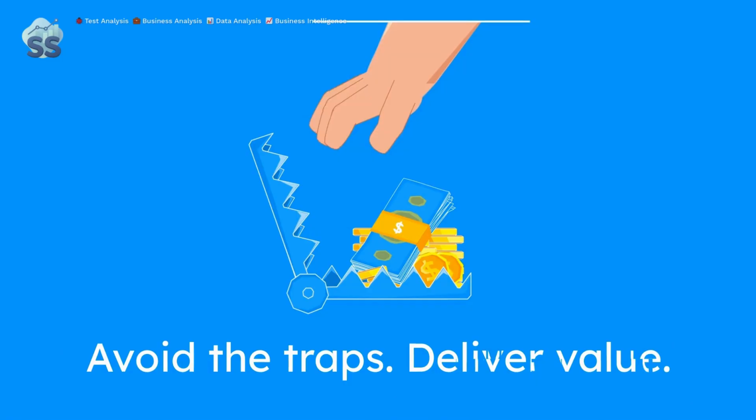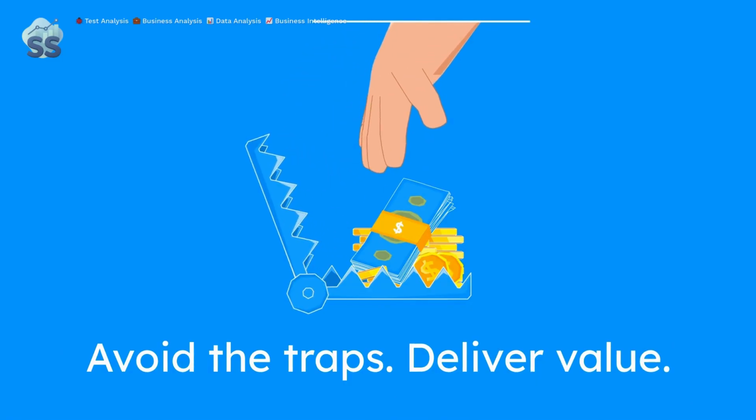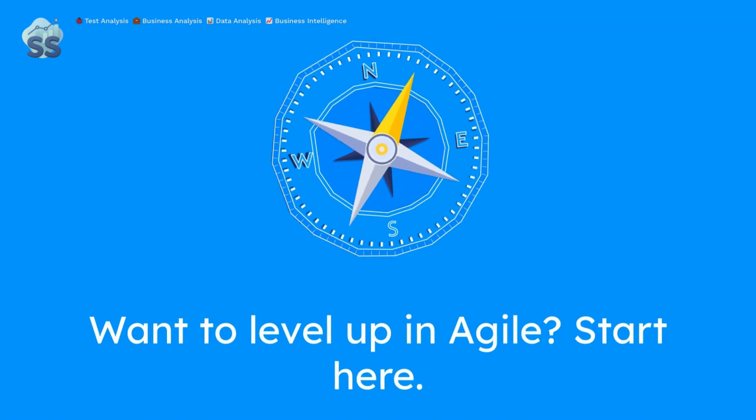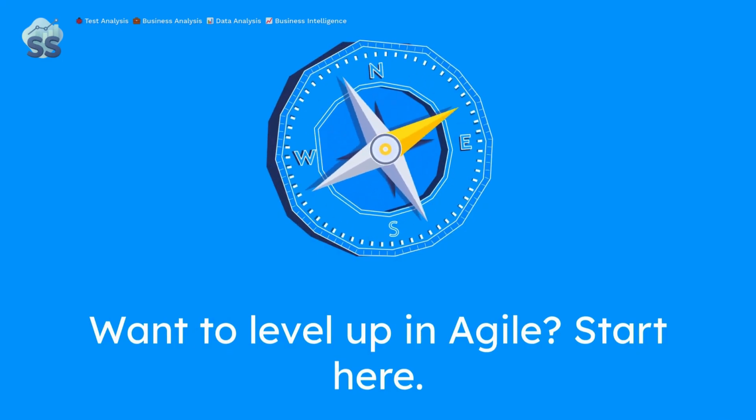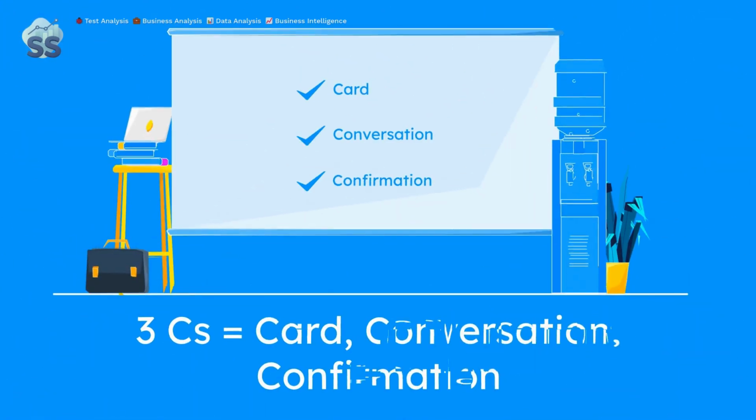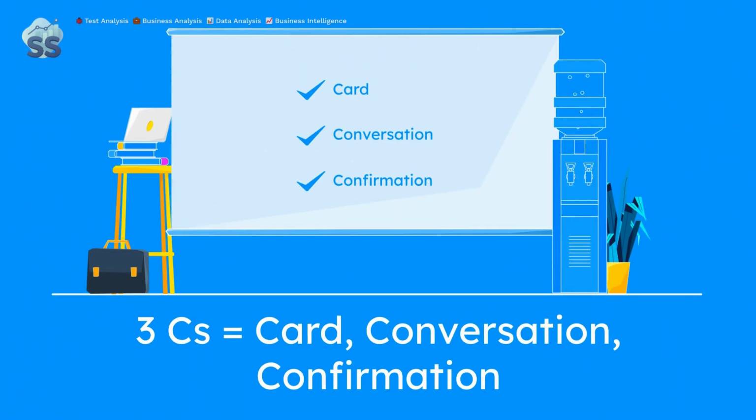These mistakes are common, but avoidable. Stay user-focused, collaborate constantly, and treat your backlog as a living guide to deliver real value. In Agile, the best analysts don't just write good user stories. They guide teams, ask sharp questions, and bring clarity to chaos. When writing stories, use the 3 C's: card, the short user story itself; conversation, discussions to clarify and refine the story; confirmation, the acceptance criteria.